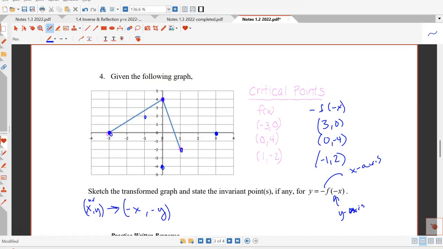And so if I connect these up here and here, and as for invariant points, clearly we can see there are none.